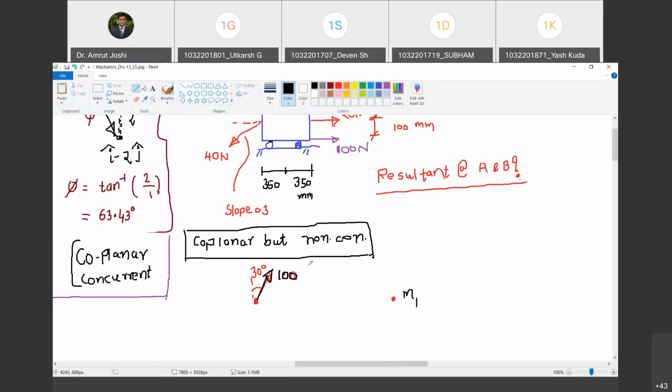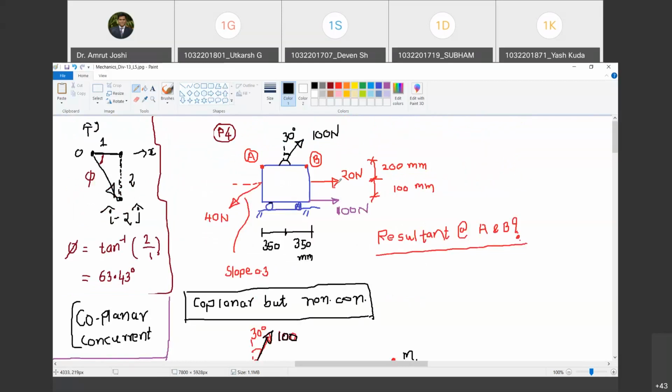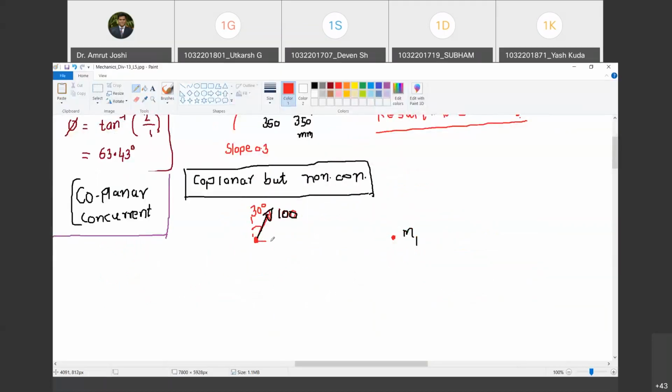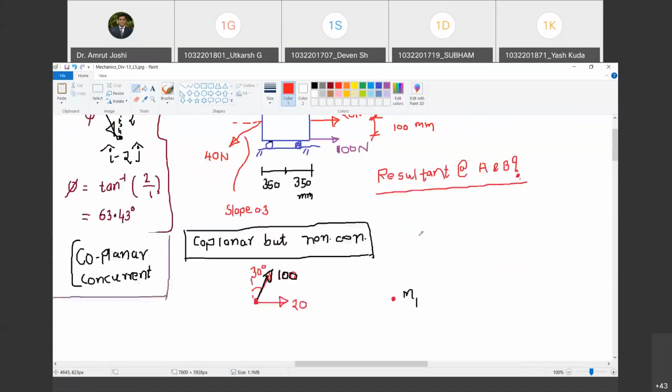Okay, now let us consider the next force. This is 20 Newton. Happy? Now, under the action of this 20 Newton, what should I do? I will transfer this 20 Newton as it is here. Are you with me?